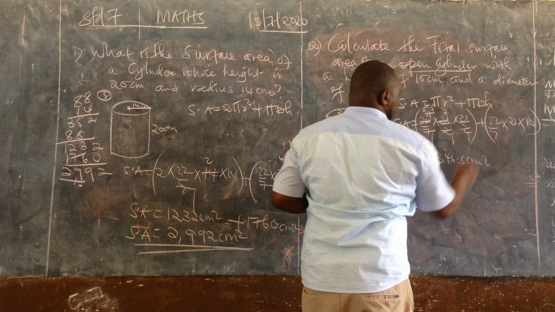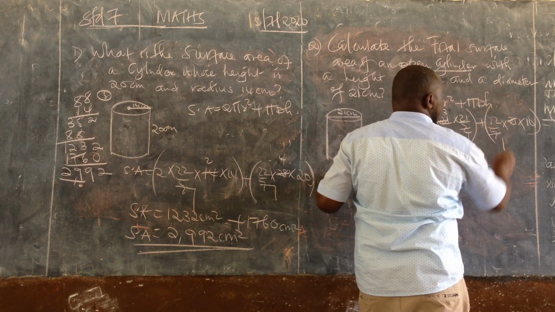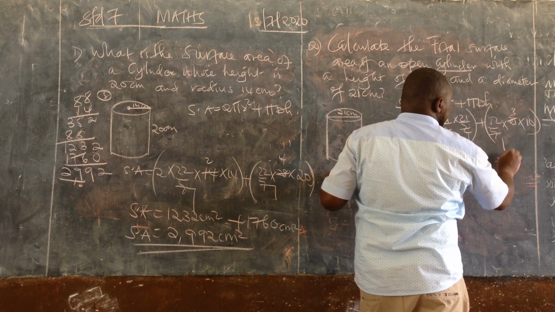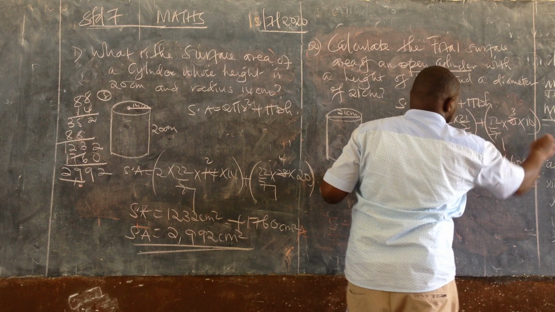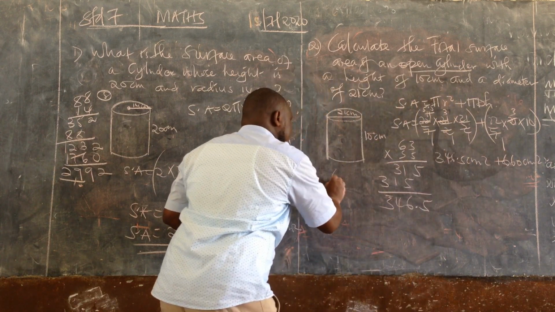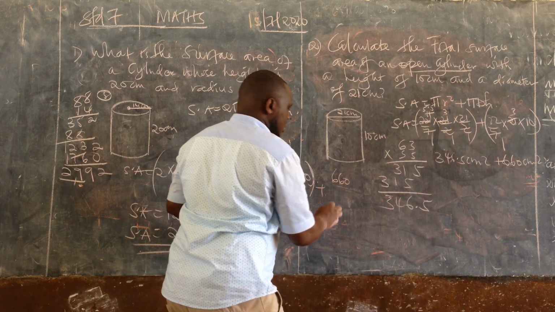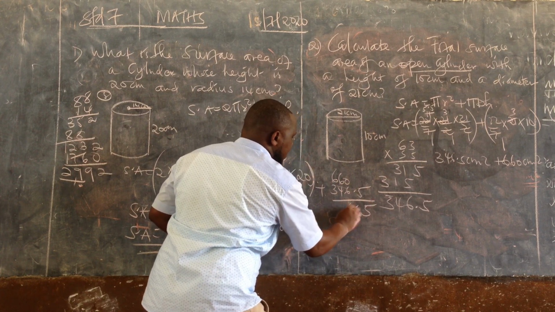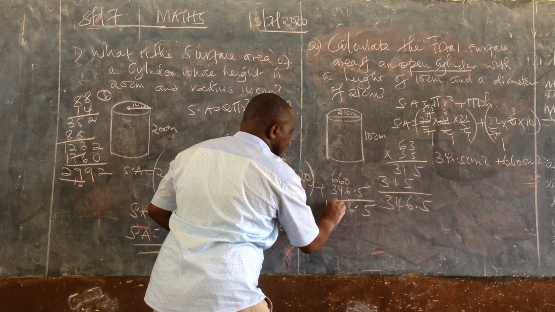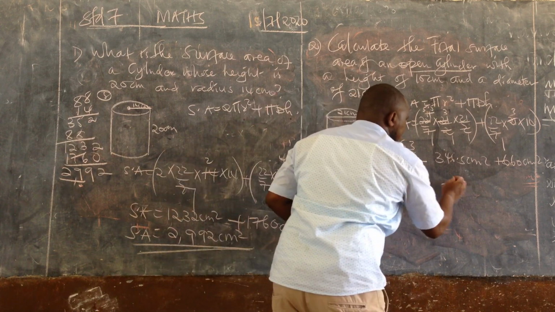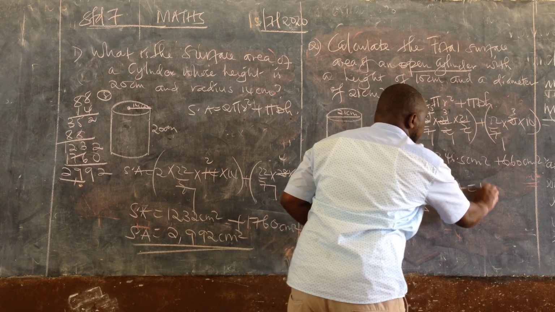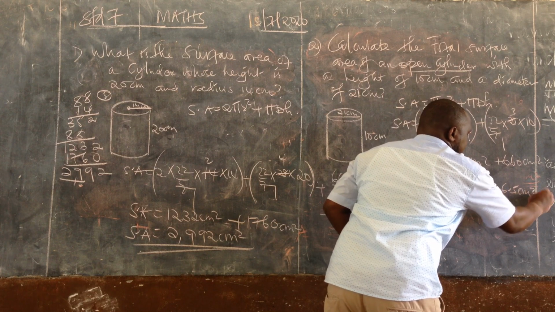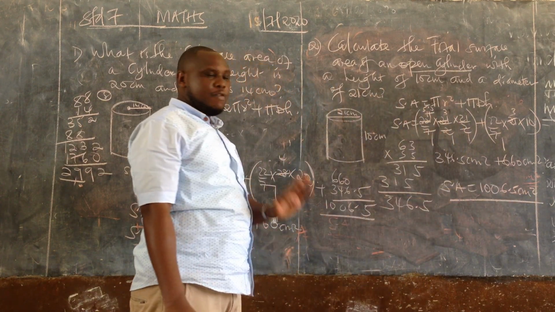centimeters squared. Then I work on the other side. This is going to be 66. 66 times 10 is 660 centimeters squared. So I'm going to add the two. 660 plus 346.5. The total surface area is going to be 1006.5 centimeters squared. Very simple, learner.